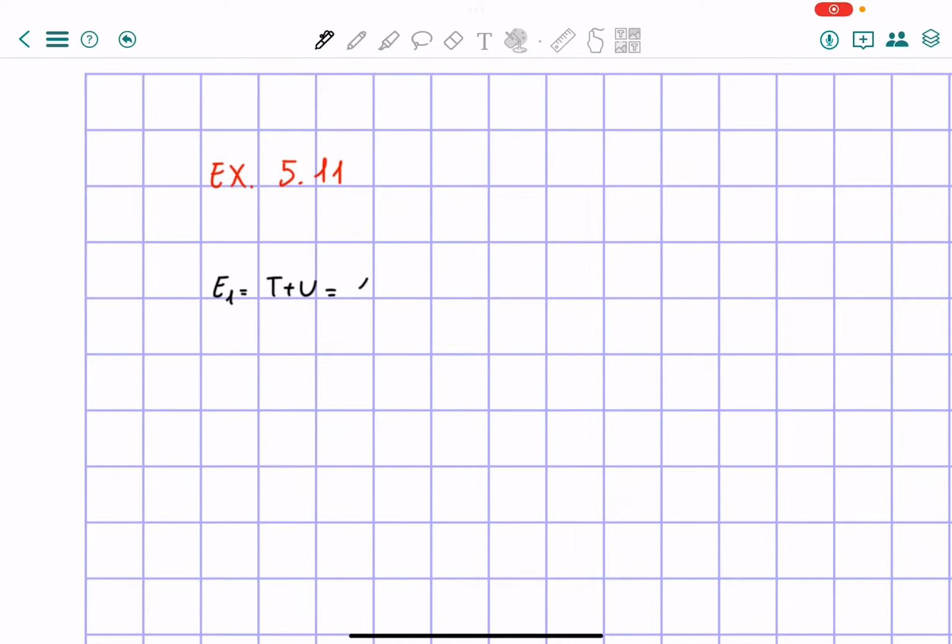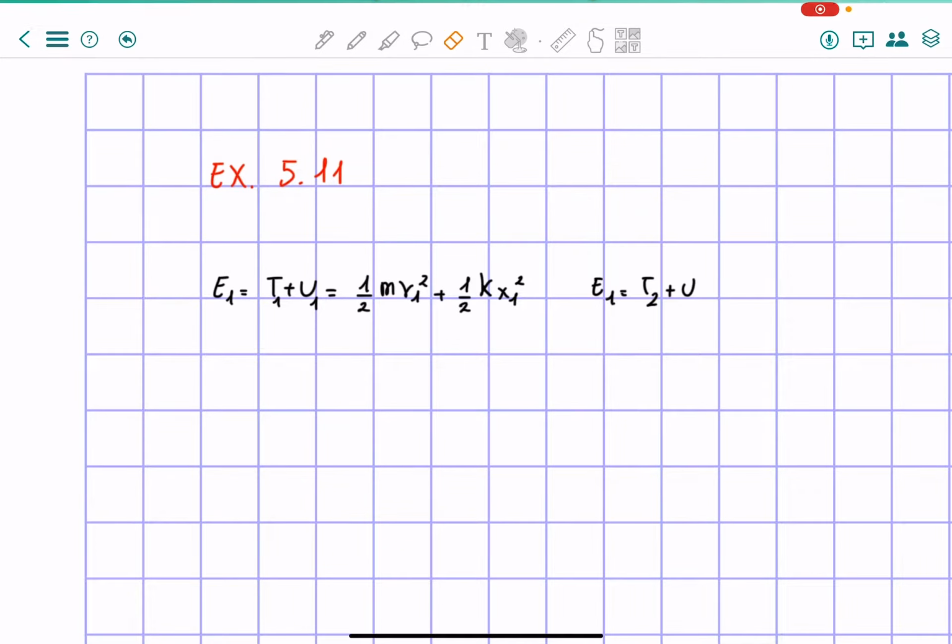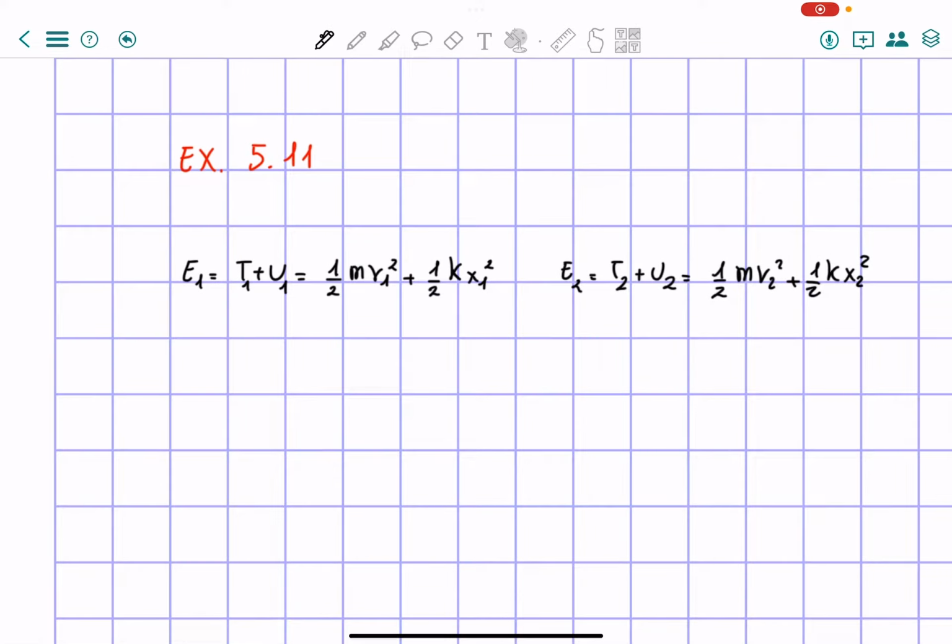So the energy at point 1 will be equal to 1/2 m v1 squared plus 1/2 k x1 squared. And the energy at point 2 will be equal to the kinetic energy at point 2 plus the potential energy at point 2, which is equal to 1/2 m v2 squared plus 1/2 k x2 squared.